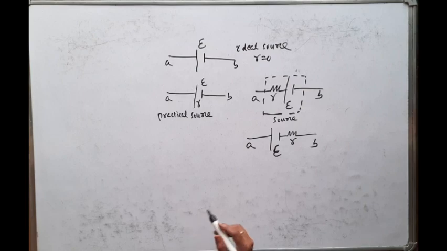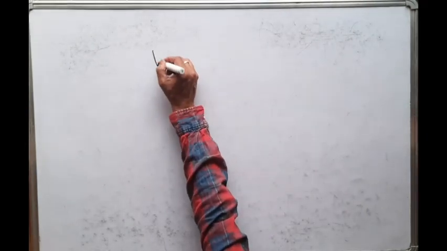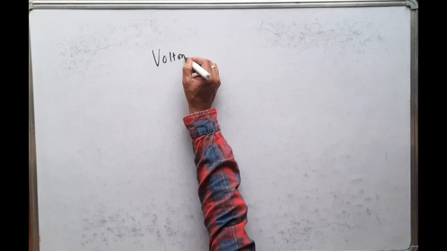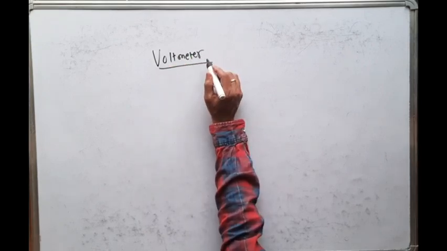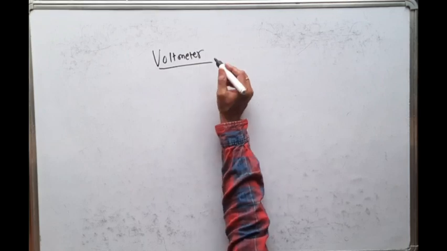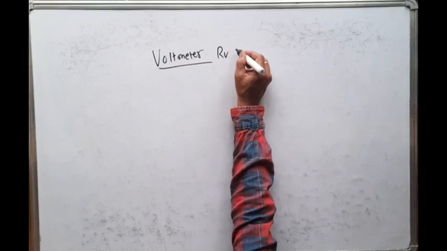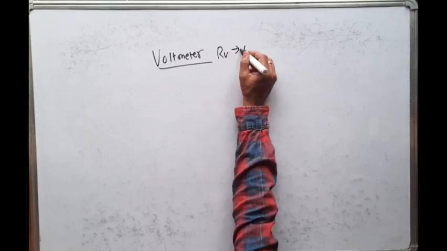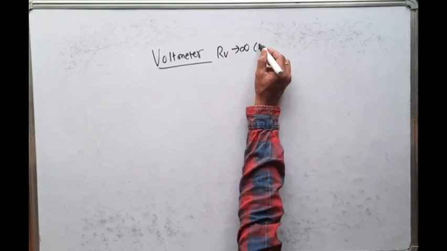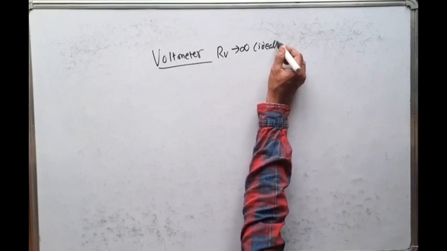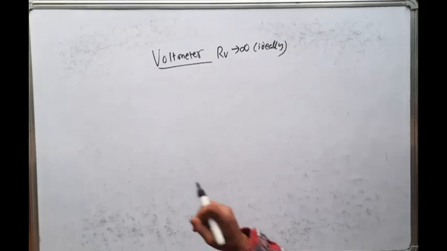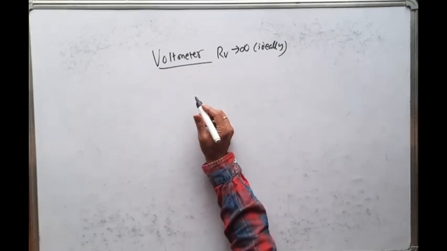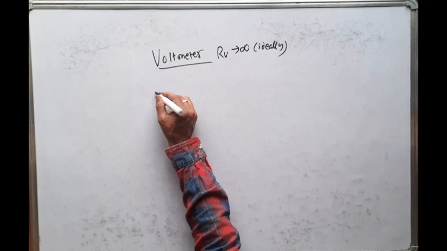Then what is a voltmeter? So now you see what a voltmeter is. A voltmeter is an electrical device which measures the potential difference across any two terminals. And the resistance of a voltmeter is very high. It tends to infinite. Ideally, the resistance of the voltmeter is taken to be infinite. And a voltmeter is always connected in parallel across the load. Suppose, let us take an example.